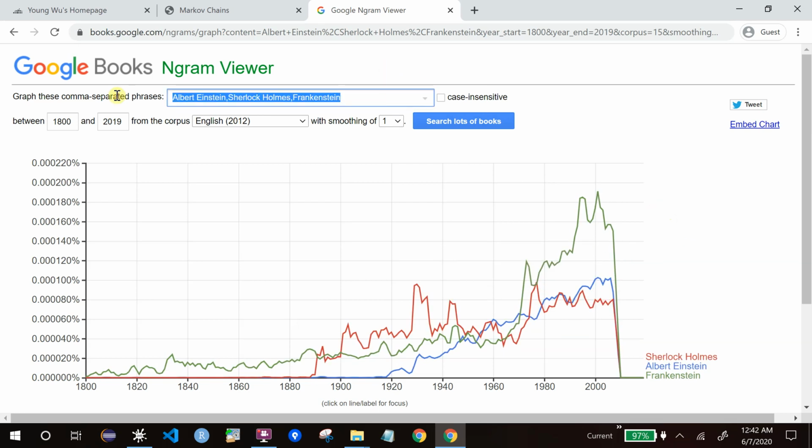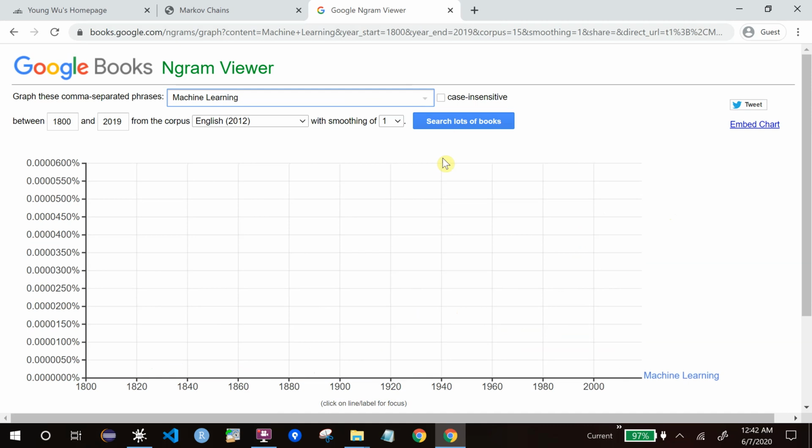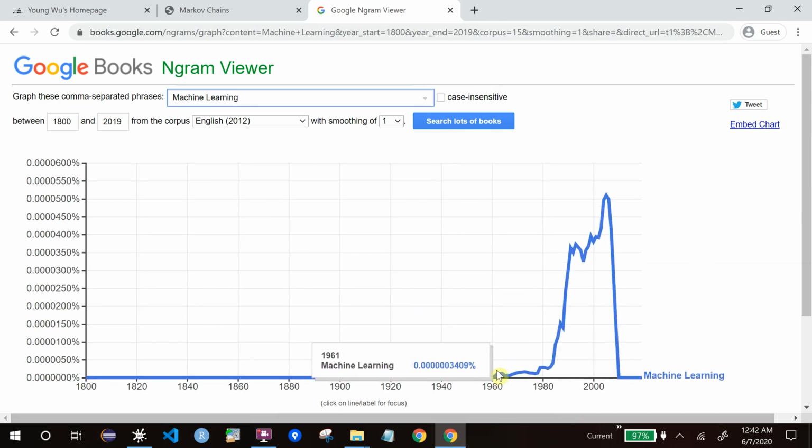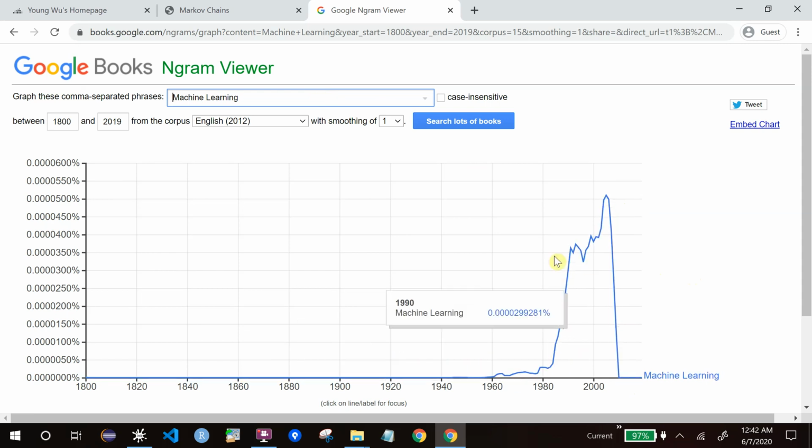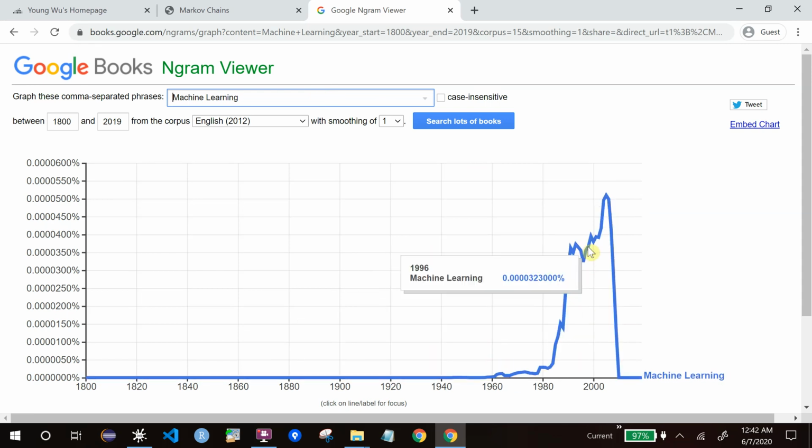So let's maybe try another one, try machine learning. And let's see. Well, it's not used until like 1960. And well, yes, so I think the data is incomplete. I think the word is actually more popular now, so I don't think that part is right. But in any case, it's mainly in this period that it becomes really popular.